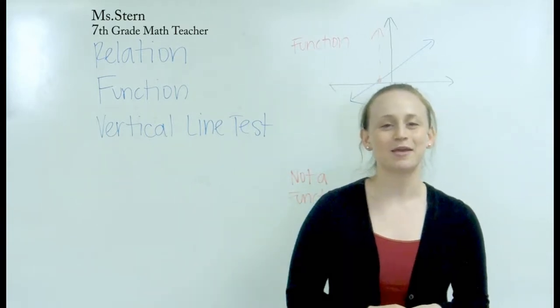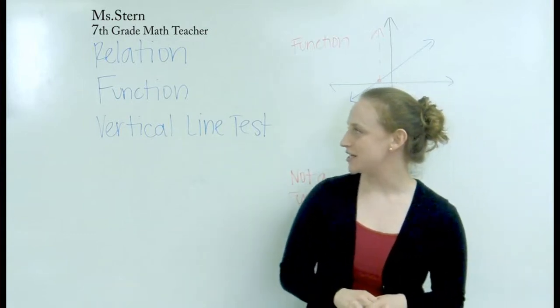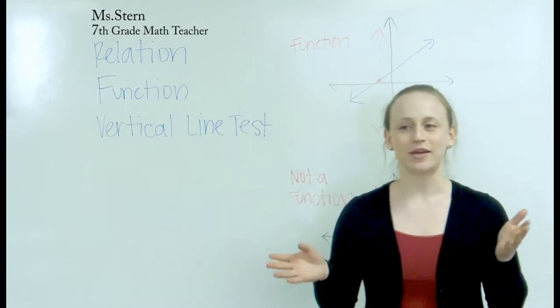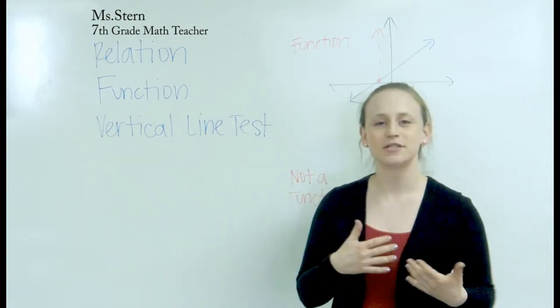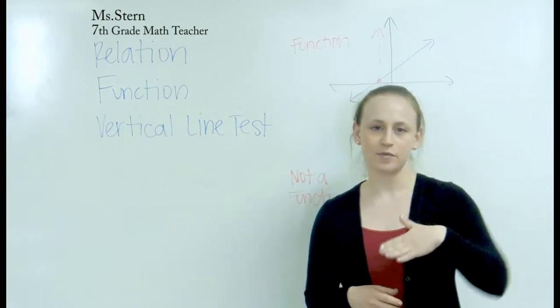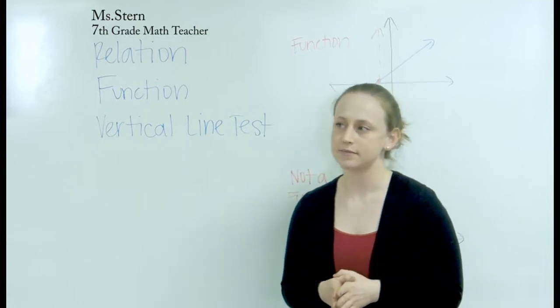This week we started talking about functions, and we have three main vocabulary words. We have relation, function, and vertical line test. A relation is simply something that shows the relationship between a set of information. So you could list all of the students in your classroom and their heights. It would show the relationship between students and heights.